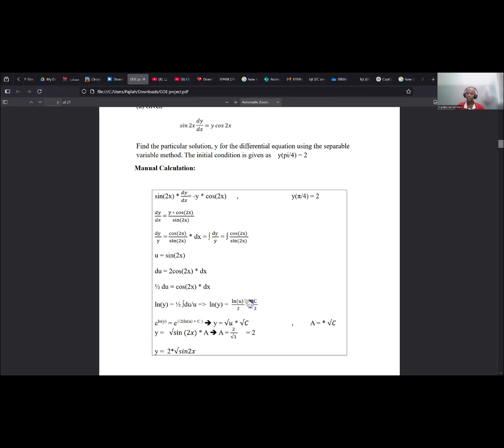After that, we apply the initial condition y of pi over 4 equals 2. After applying that, we have sine 2 times pi over 4, which is sine 90, and that is going to be equal to 1. Then we will have the square root of 1 times a equals 2. Solving, a equals 2 over the square root of 1, which is 1, so a equals 2. So we're left with y equals 2 times the square root of sine 2x.